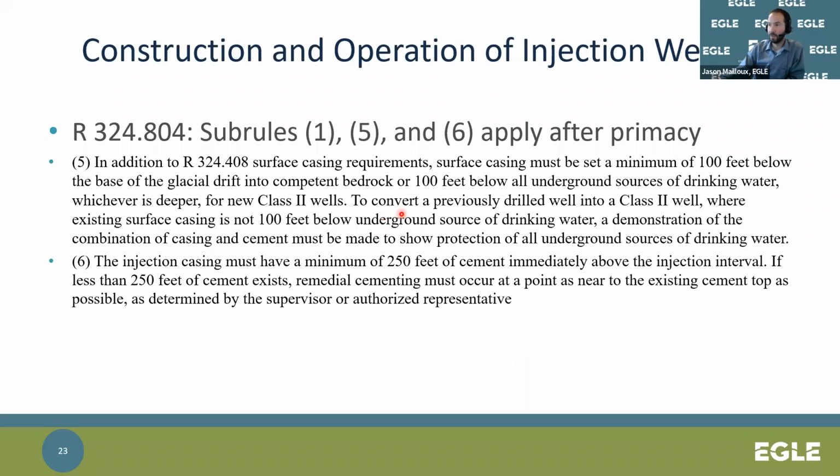If you're converting a well where the surface casing is not 100 feet below the USDW, you need to demonstrate that the casing and cement is shown to protect underground sources of drinking water. Finally, subpart 6, injection casing must have a minimum of 250 feet of cement immediately above the injection interval. If you have less than 250 feet, you may have to do some remedial cementing as determined by the supervisor.